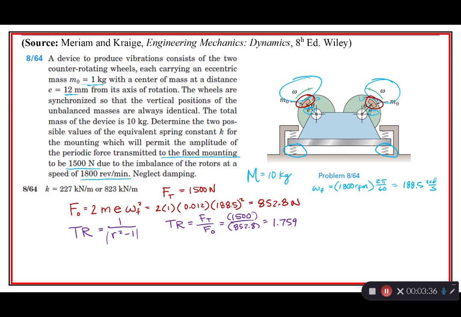So what we could do is find out what R squared is going to need to be. R squared minus 1, and that's plus or minus, is going to be equal to 1 over 1.759, which is 0.5685, I think. Looks like a 5. Maybe it's a 5. I hope it's a 5. So we have that R can be equal to 1.252 or 0.6569. That R will accomplish both things.